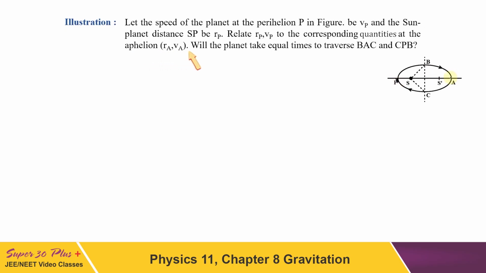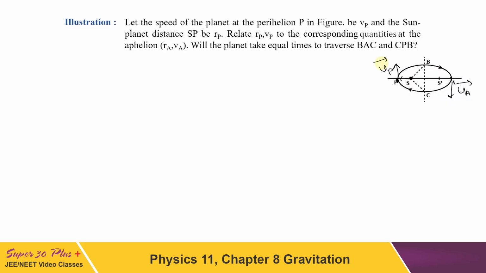Now as you can see, A is the farthest distance from the Sun. Also it is asking, will the planet take equal times to traverse BAC and CPB? Okay, let us do this. As it is given in the diagram itself, we can refer to the figure. Rp and Vp are perpendicular to each other, with Vp in this direction and Va in this direction. Similarly, Ra and Va have to be perpendicular to each other.